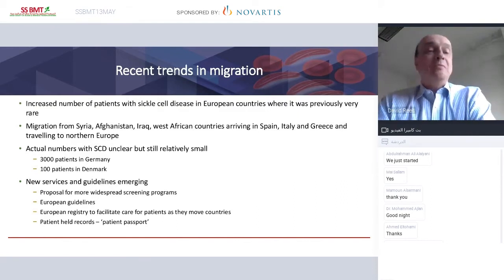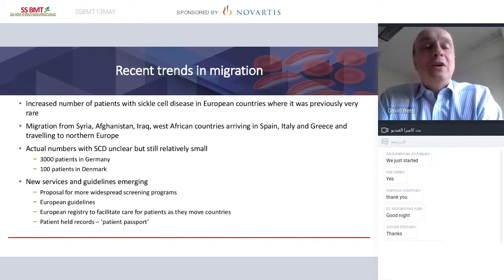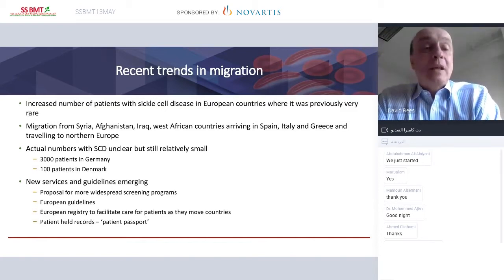The other issue in Europe more recently is that the numbers have increased quite a lot in the last 20 or 30 years, and particularly in the last 5 years. Countries which previously had a small number of patients are now having quite a lot of patients, such as Denmark and Germany and Northern Europe, and to some extent Italy and Greece. Suddenly Europe has become more aware of sickle cell disease, because countries, in particular Germany, which didn't have many patients previously, are now seeing quite a lot of patients due to recent migration from some troubled countries in the Middle East and from African countries, arriving through Southern Europe and tending to migrate to Northern Europe, including the UK.